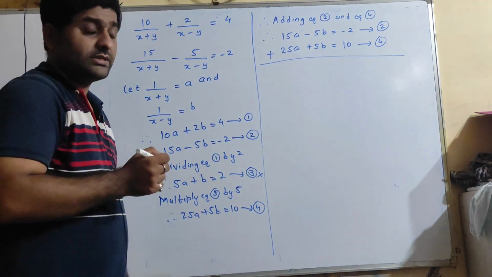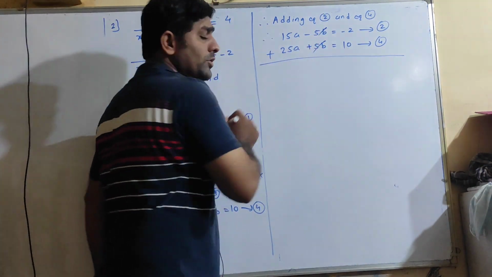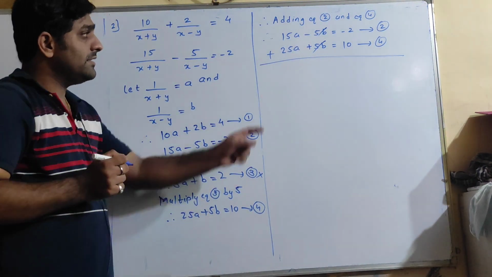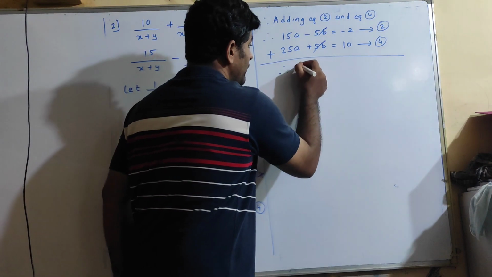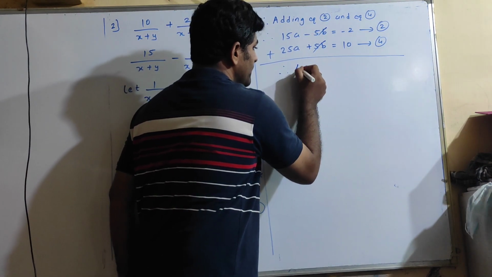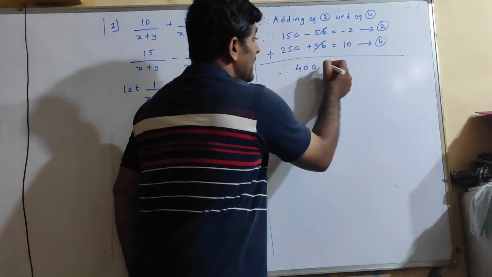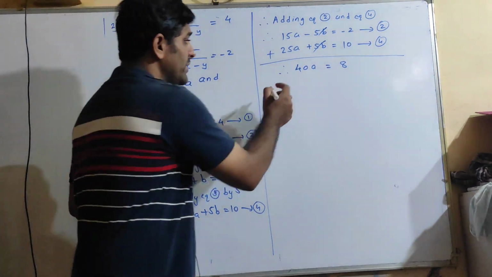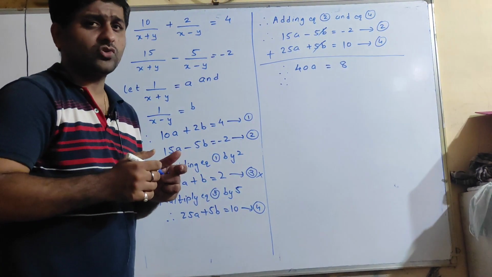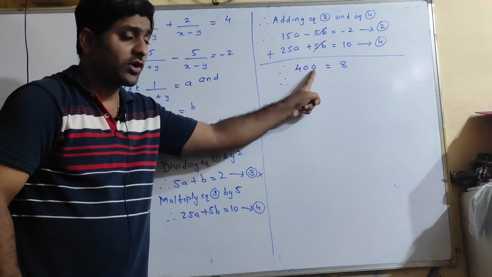We know, students, same term, opposite sign will get cancelled, and we are adding over here 15 plus 25. We get 40a, and 10 minus 2 is 8. So what I am doing now here, one of the important things, students, remember this is 40a.